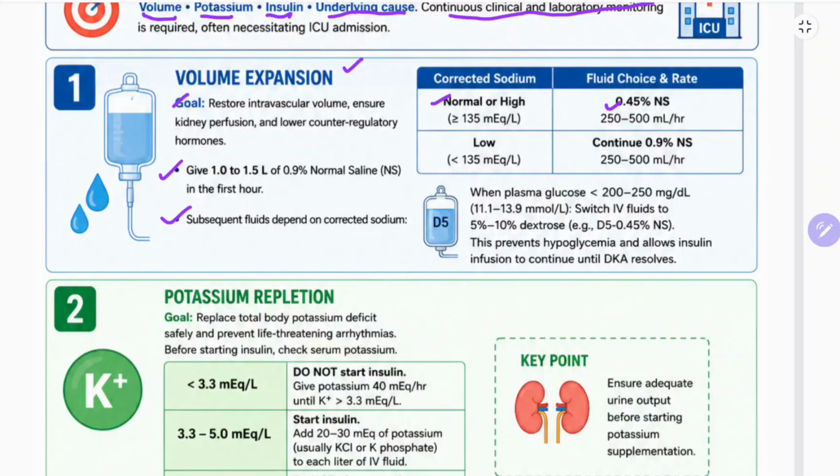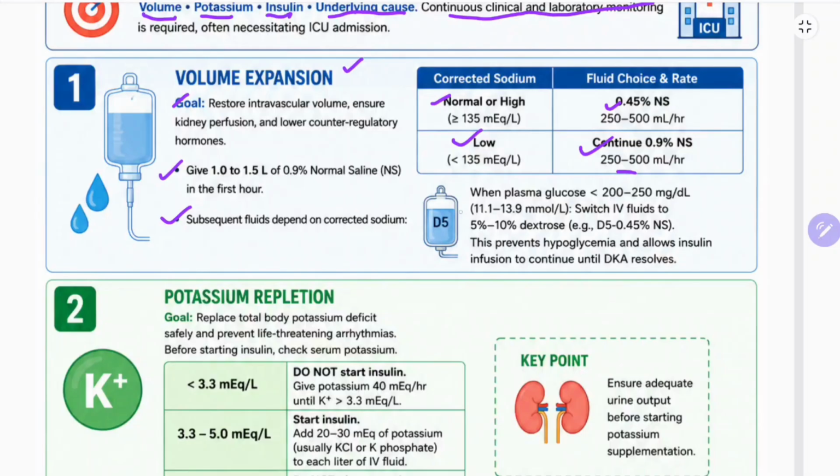250 to 500 ml per hour. Now, if the corrected sodium is low, meaning less than 135 milliequivalent per liter, then continue 0.9% NS at a rate of 250 to 500 ml per hour. Okay, so in the first hour we are giving 1 to 1.5 liter of 0.9% NS in 1 hour. Then after 1 hour, which type of fluid, either we should go 0.45 or 0.9%, depends upon the corrected sodium level.